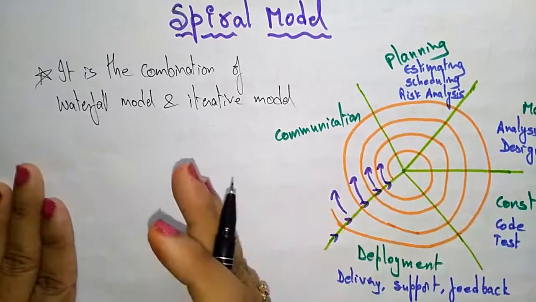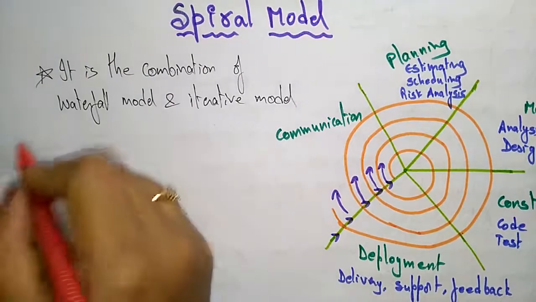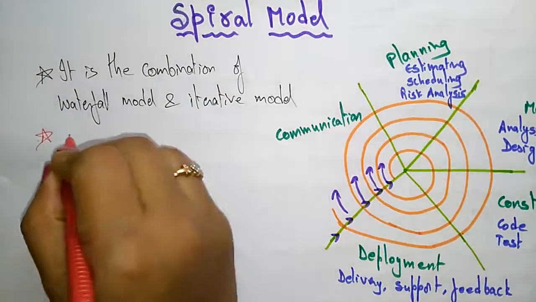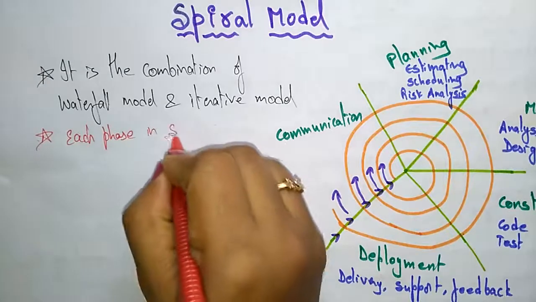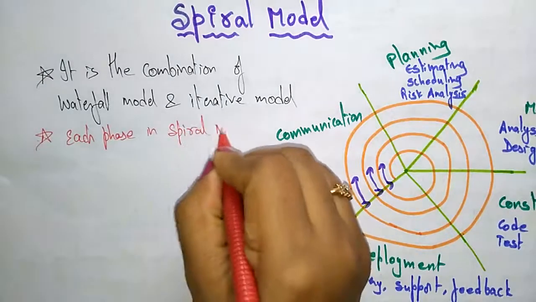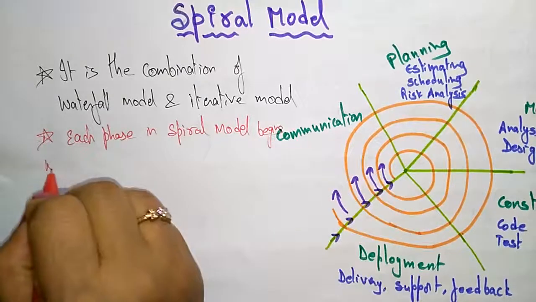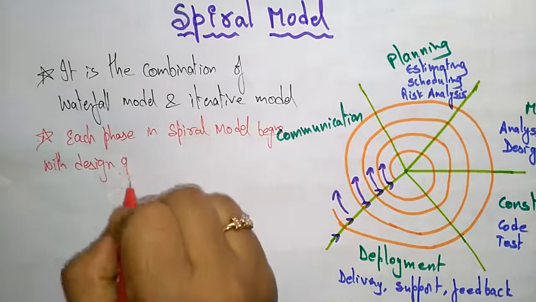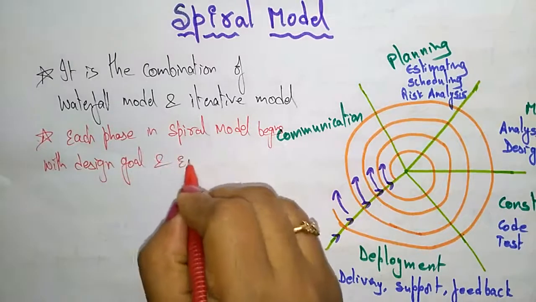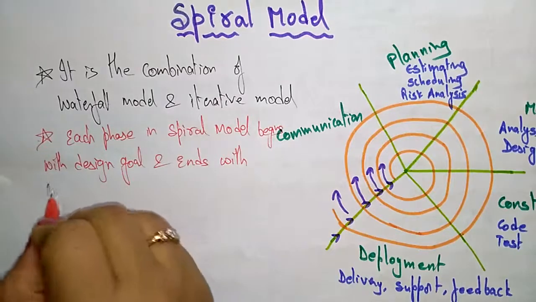Here each phase in the spiral model begins with the design goal and ends with the client reviewing the process. So let me write that point also: each phase in the spiral model begins with the design goal and ends with client reviewing.